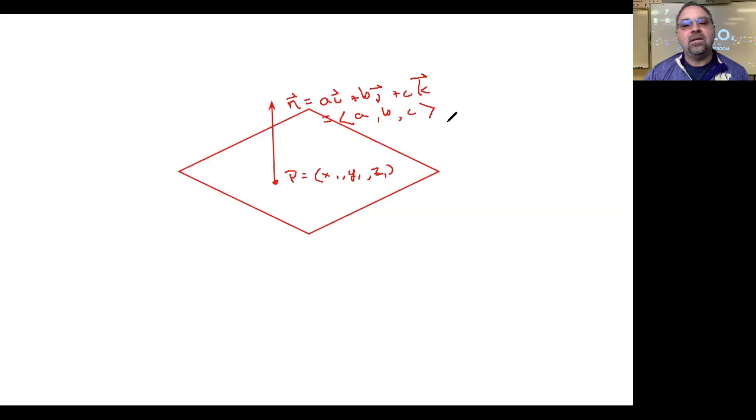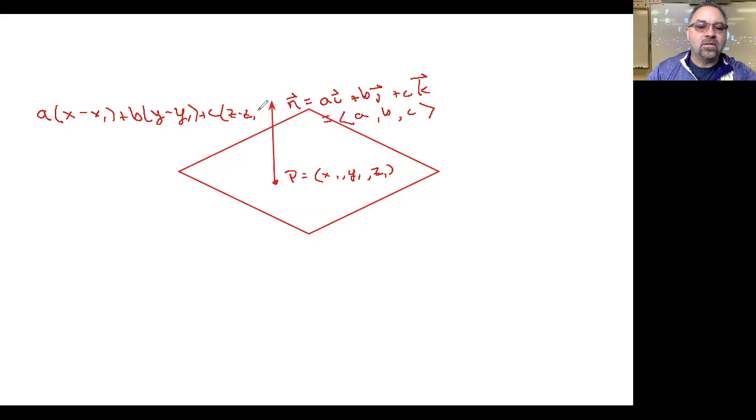Then the standard form equation for our plane can be written like so. A times x minus x1, I'm sorry, I said vector, I meant standard form, sorry. Plus b times y minus y1, plus c times z minus z1. And that all is going to be equal to 0.